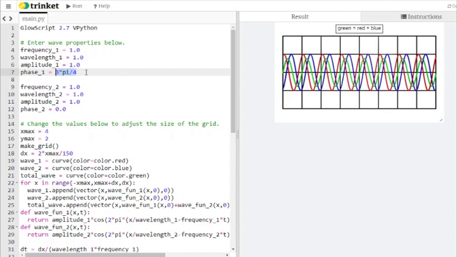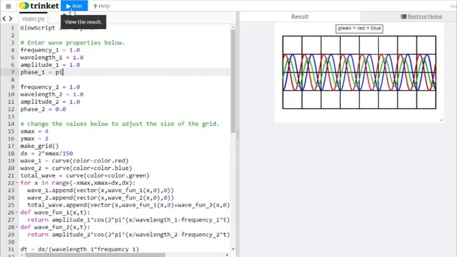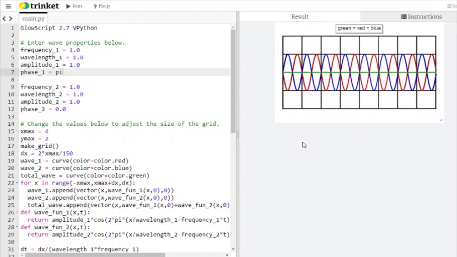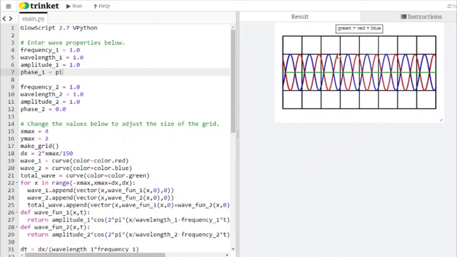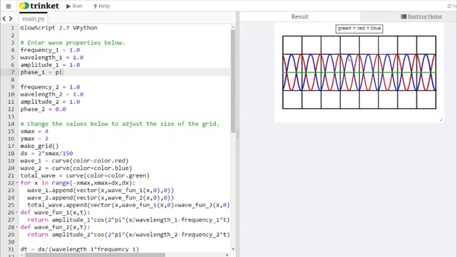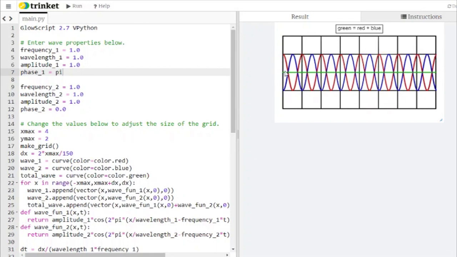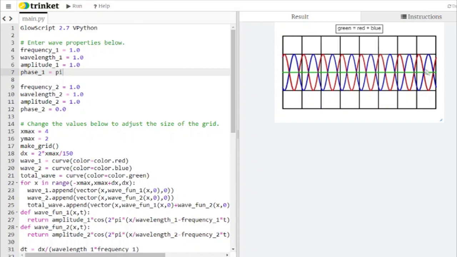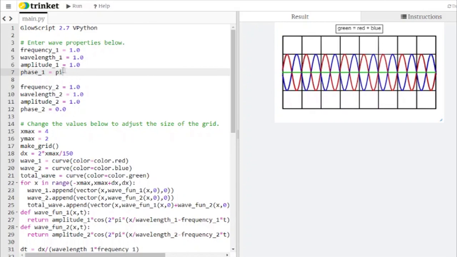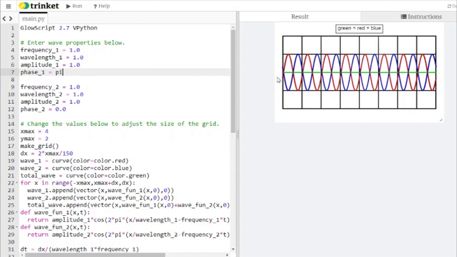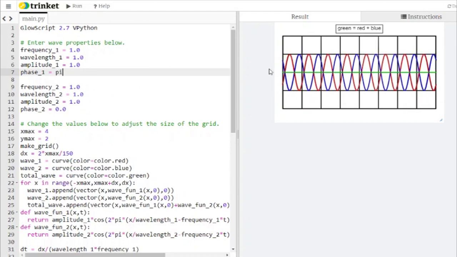And now let's see what happens when we go all the way over to pi. So when these two are separated by pi, anywhere I have a peak on the red, I have a trough on the blue, and vice versa. They completely mirror each other, and so their points completely cancel each other out when we add. So whenever you have two identical waves separated by a phase difference of pi, the waves cancel out. Your total wave is flat.